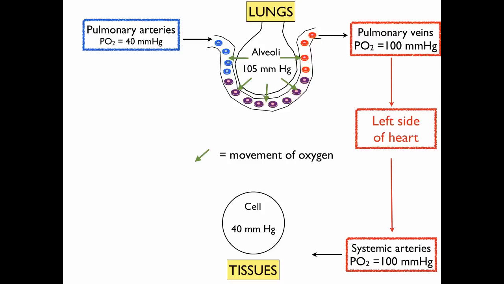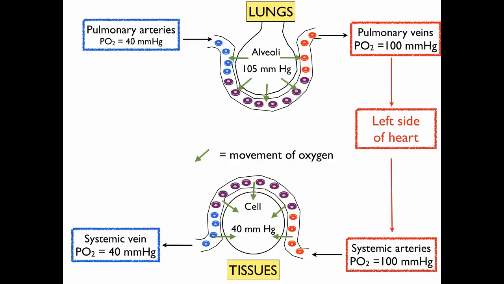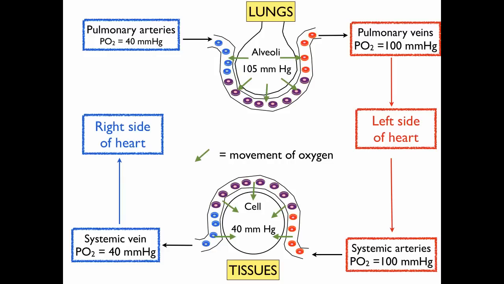Again, we're going to be setting up a partial pressure gradient between the capillaries and the cells, so that the blood entering has a PO2 of 100, and the blood exiting will have a PO2 of about 40. So again, oxygen travels down its partial pressure gradient from an area of high pressure to an area of low pressure, until the blood becomes equilibrated with the cell, so that the blood leaving in the systemic veins has a PO2 of about 40. This blood returns back to the right side of the heart and is pumped back out to the pulmonary arteries, and this whole transit of the red blood cells begins anew.